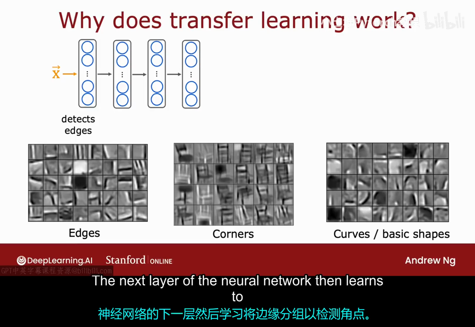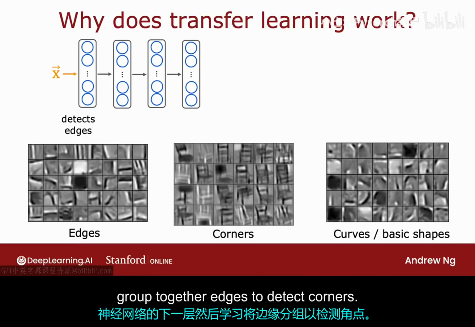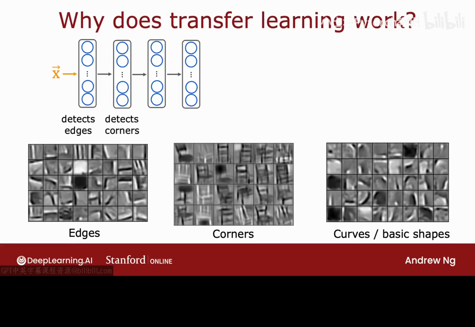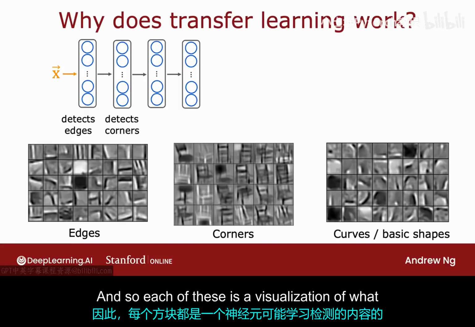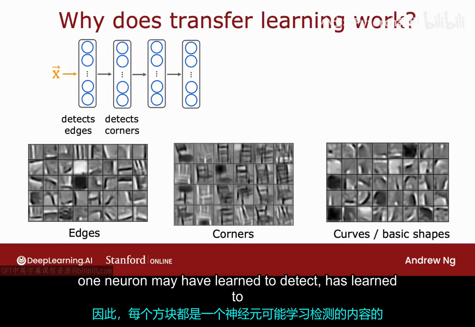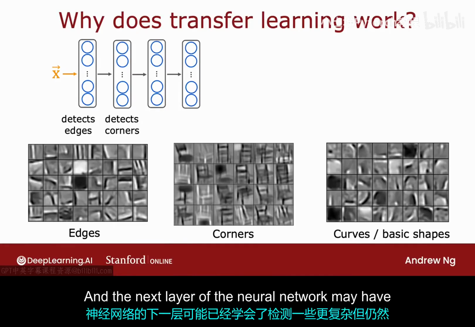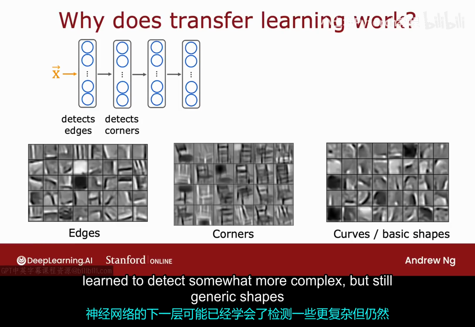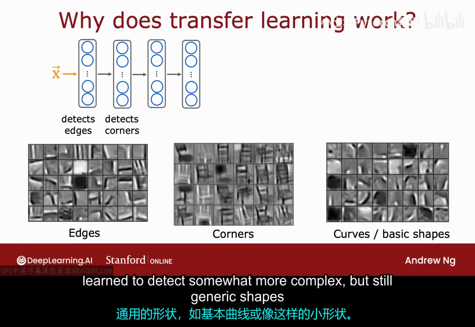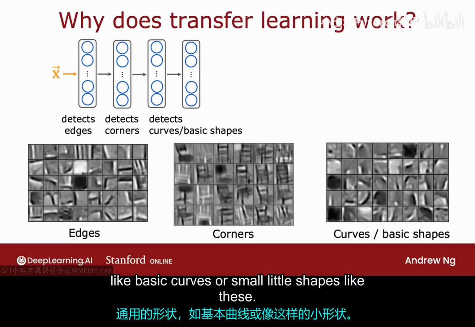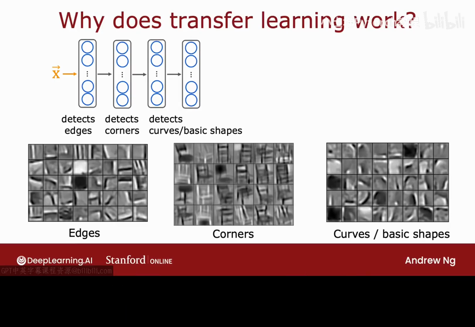The next layer of the neural network then learns to group together edges to detect corners. Each of these is a visualization of what one neuron may have learned to detect, little simple shapes, like corner-like shapes like this. And the next layer may have learned to detect somewhat more complex, but still generic shapes, like basic curves or small little shapes like these.